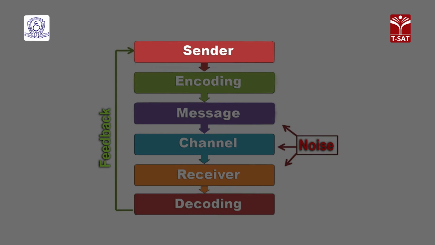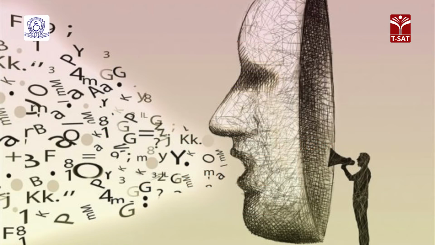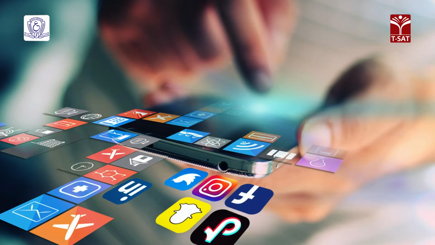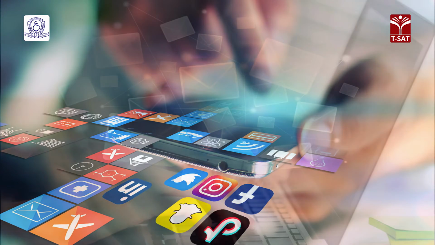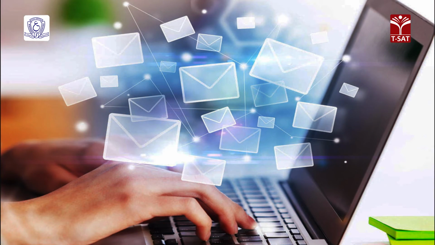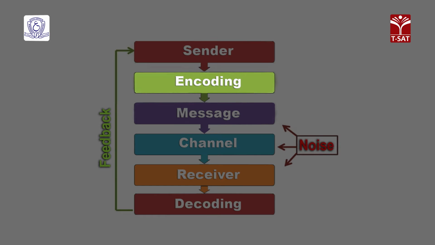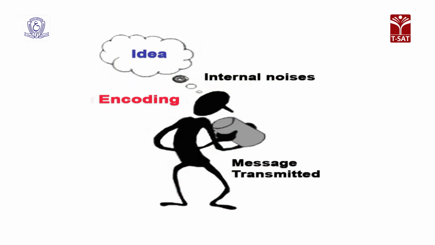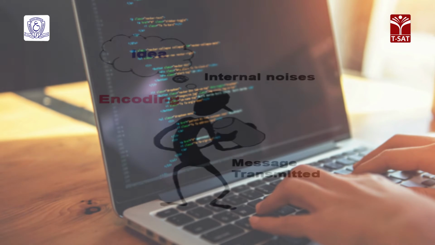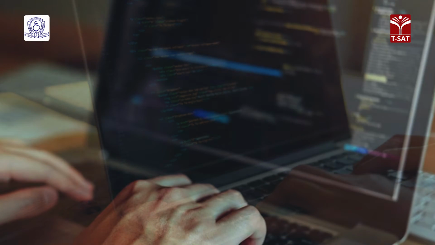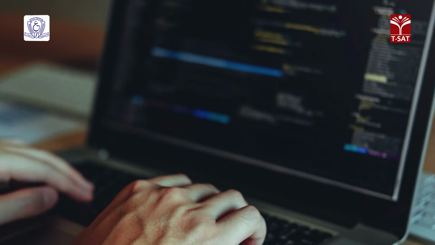First one is sender. A sender is the source of the message that is generated to be delivered to the receiver through the appropriate channel. Sender is the one who starts the communication. The next step is encoding. This refers to transforming the thoughts or the information to be conveyed into a form that can be sent, such as words, pictures, gestures, etc.